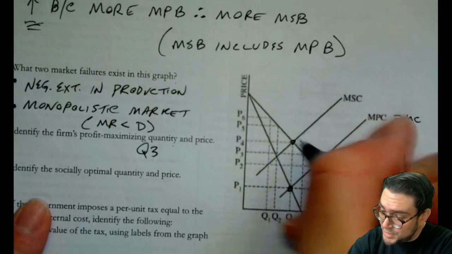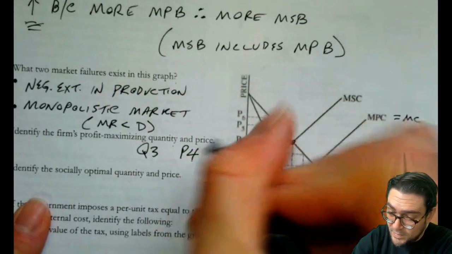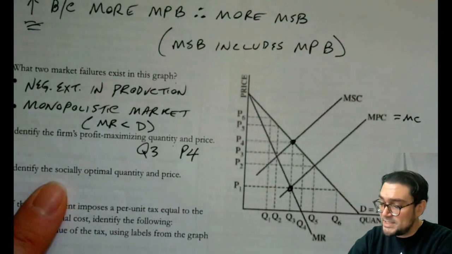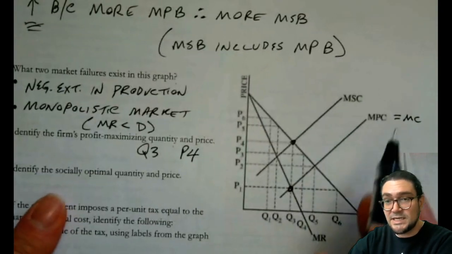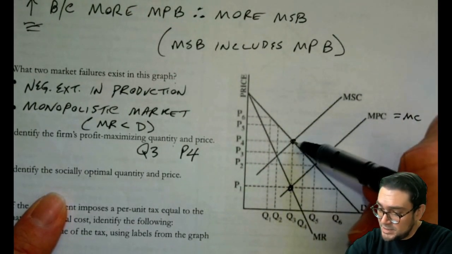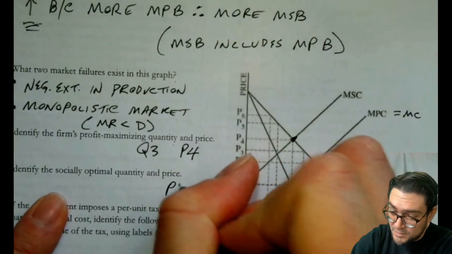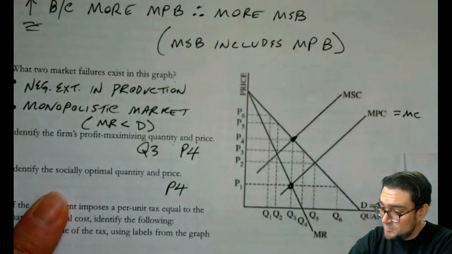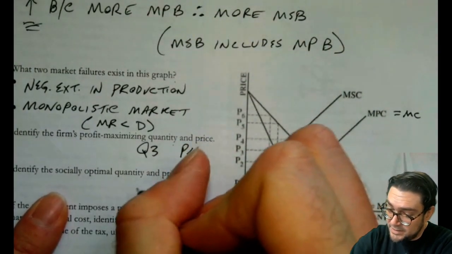And the price would be up here, P4. Identify the socially optimal quantity and price. Now, here's where this problem gets really interesting. Social cost and social benefit would be equal to each other here at P4, right? That's the same, and Q3.